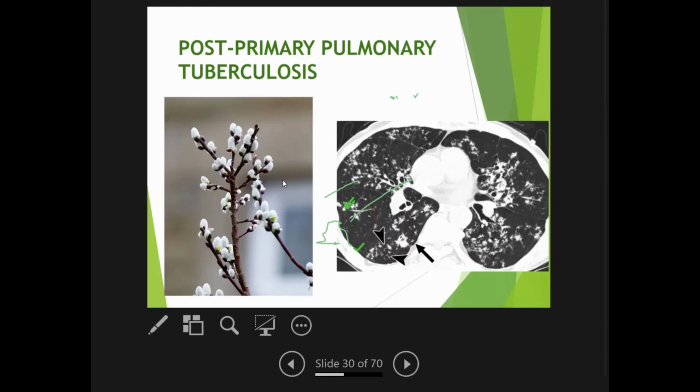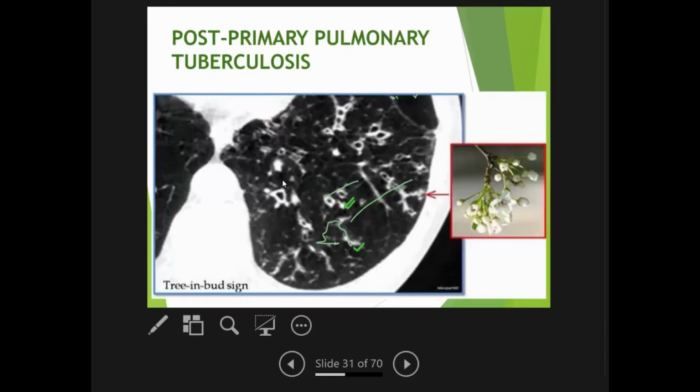So that is the tree-in-bud appearance. If you look here, these bronchial trees are filled with small nodules, giving this appearance. That is due to endobronchial spread, but it is not limited to TB. Any endobronchial type of infection can give rise to this appearance. This picture shows it better. So this is how you see it, in comparison with the picture. That is endobronchial TB.